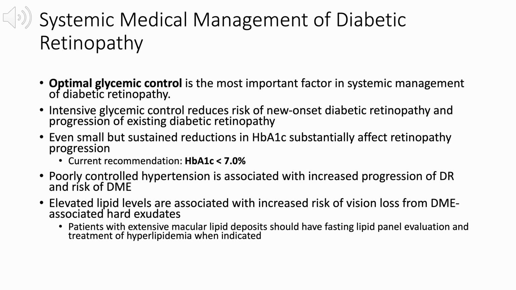Beyond glucose, two other systemic parameters matter. Poorly controlled hypertension is associated with increased progression of diabetic retinopathy and with increased risk of diabetic macular edema, which follows logically from what we know about barrier decompensation, since elevated hydrostatic pressure across an already incompetent capillary wall will worsen leakage. And elevated lipid levels are associated with an increased risk of vision loss from the hard exudates that accompany DME, since hard exudates are precipitates of plasma lipoproteins.